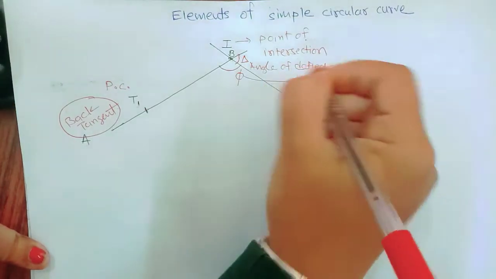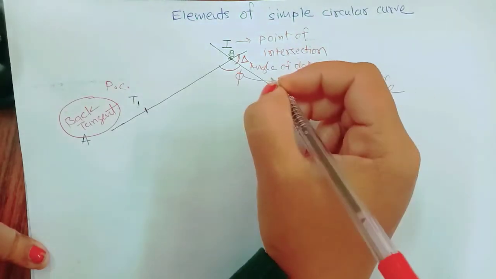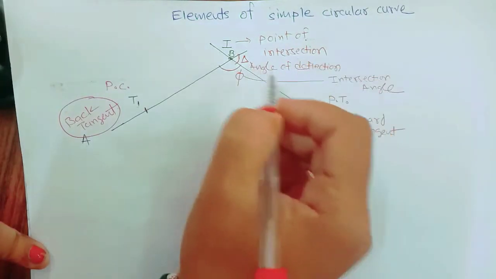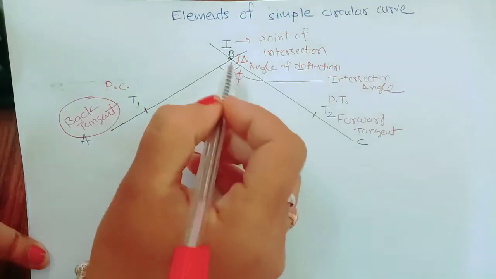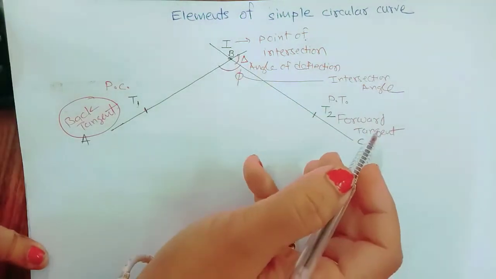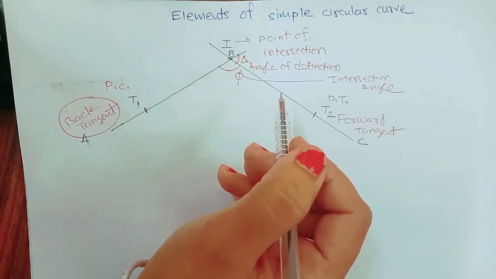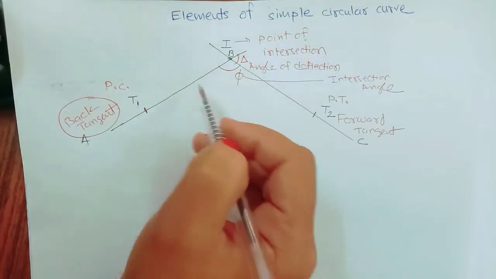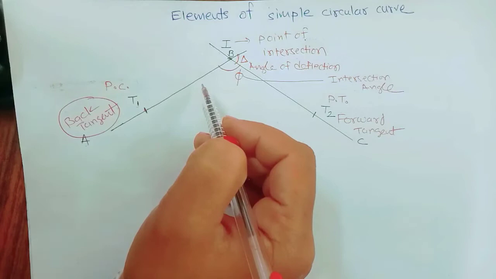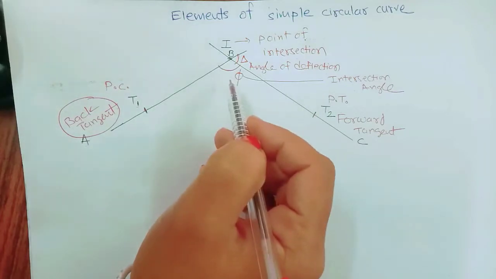So what is angle of deflection? The angle delta through which the forward tangent deflects. So that is known as a deflection angle of the curve. It may be either to the left or the right side. Okay, it may be left or right side.